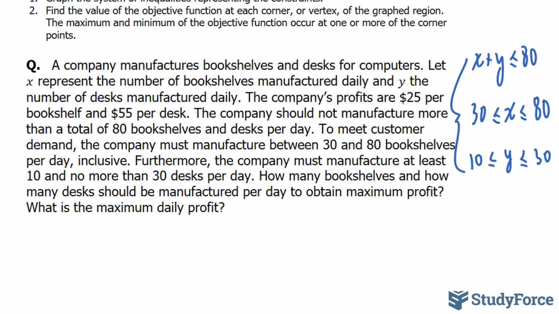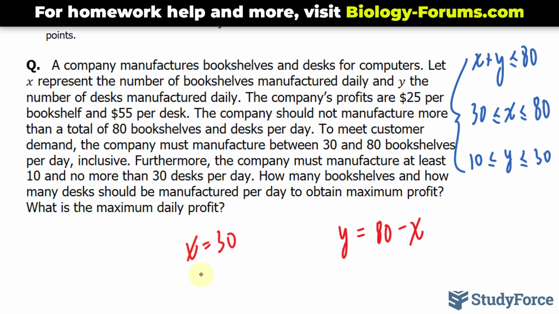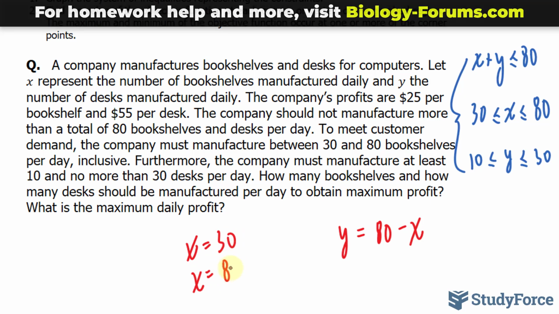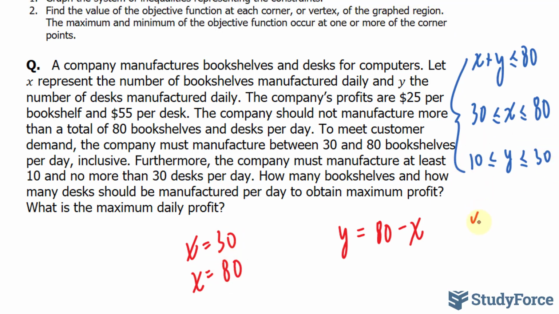The inequality x plus y is less than or equal to 80 is easy to graph. All we do is solve for y, and we'll replace this inequality with an equals sign, so y equals 80 minus x. We'll graph that in a moment. These two, on the other hand, are tricky to graph, because 30 being less than or equal to x is an equation in itself. x is equal to 30 and x is equal to 80. For this one, we have y is equal to 10 and y is equal to 30. So technically, we have 5 equations that we need to graph. In other words, 5 lines.